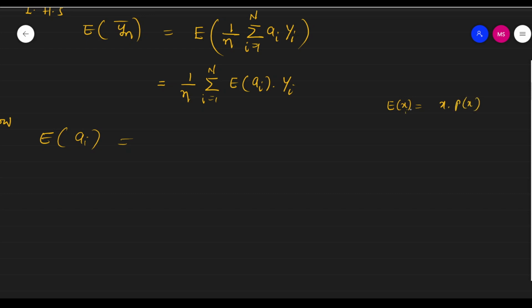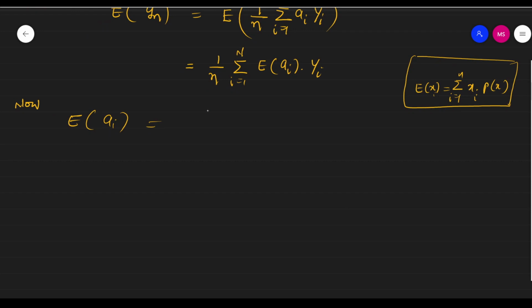In this case, summation i running from 1 to n, xi into p of xi. This is the expectation formula, the general formula. Apply this formula in this case. Expectation of a is equal to summation i, what are the two values? i is equal to 0 to 1 only.